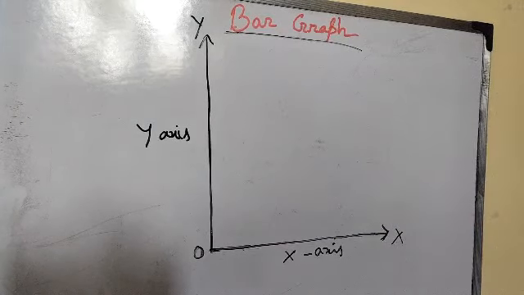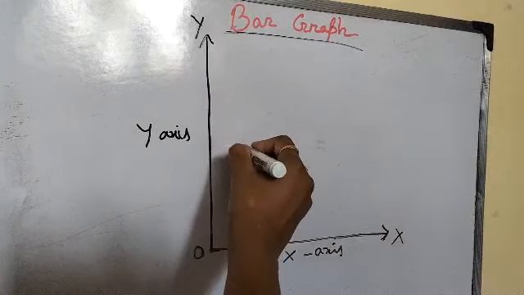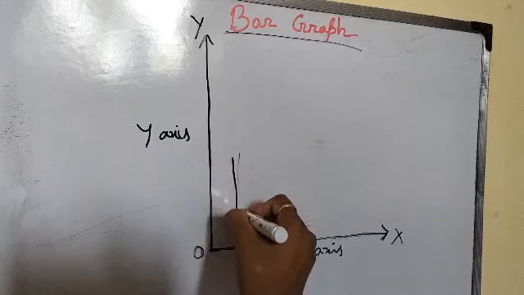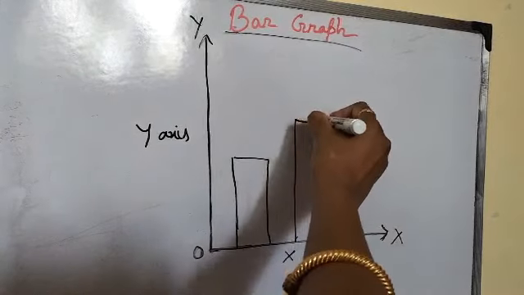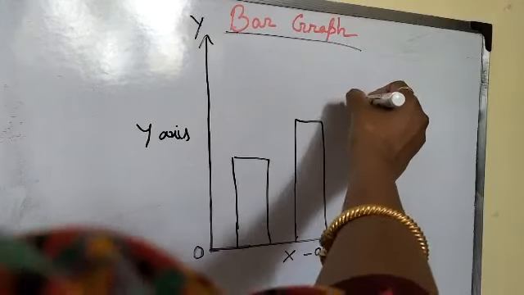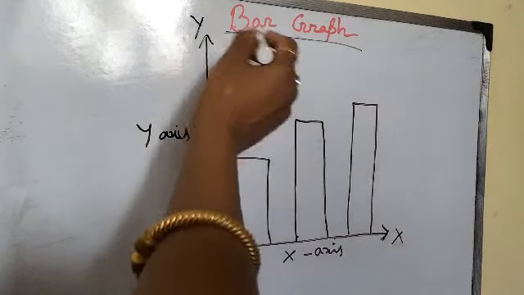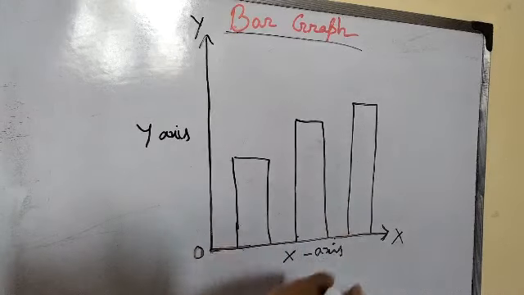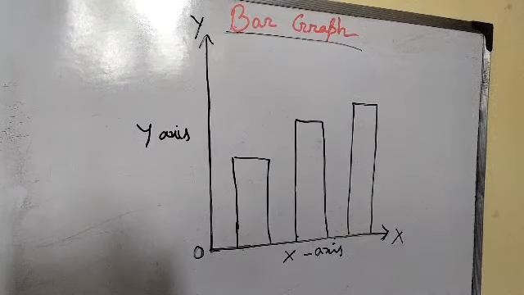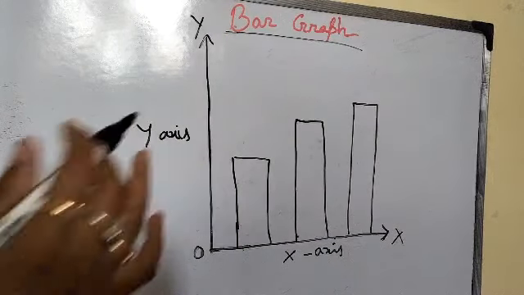Now here, suppose some numerical data is given. I will represent this data by bars on the graph paper. Suppose this type of. Then this total formation is called a bar graph, because I am representing the data in the form of bars on the graph paper. These are the axes, the X axis and the Y axis.